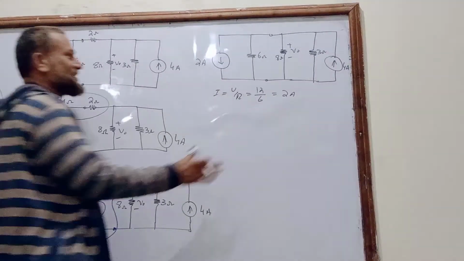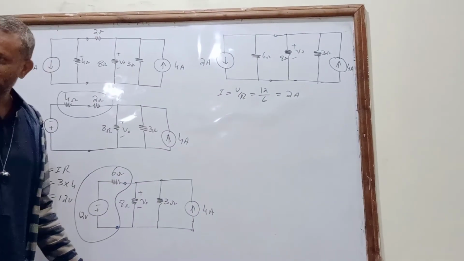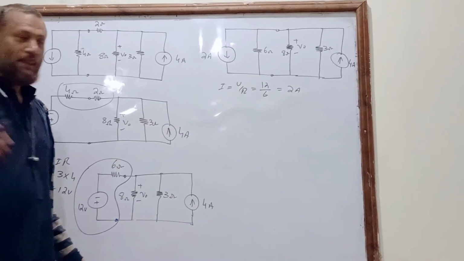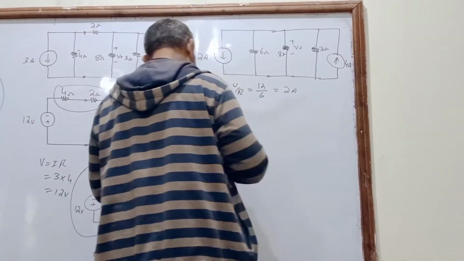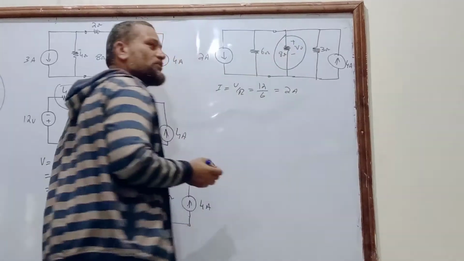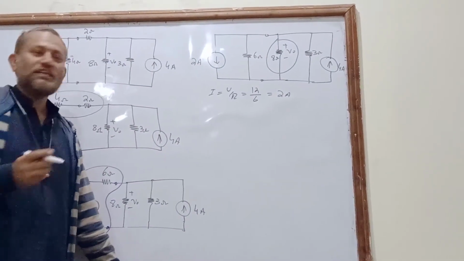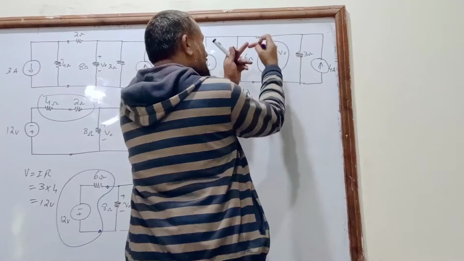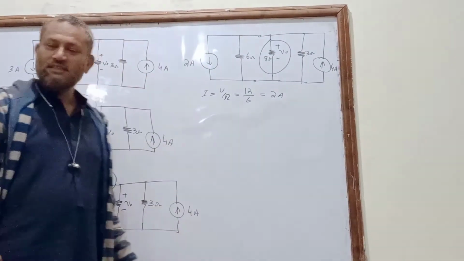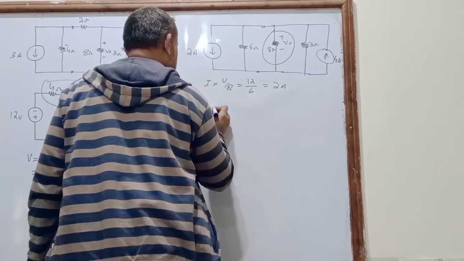Three resistances are connected in parallel. Understand? They are in parallel, but we are interested in the voltage drop across this resistance. So we will not touch this one. We will take the combined effect of these two resistances. So the circuit will look like this.